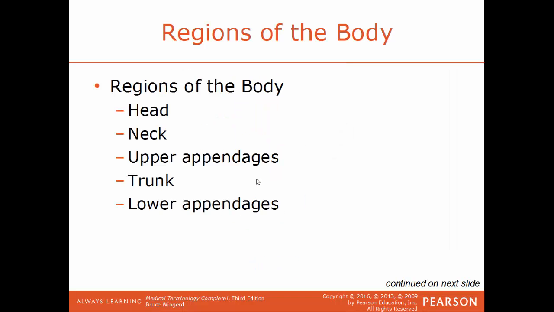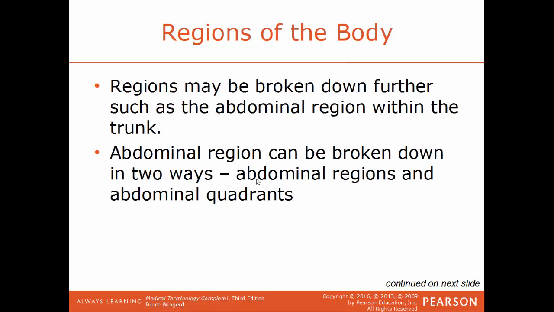All right, now I'll talk about various regions of the body, such as the head and the neck, the upper appendages, the arms, the trunk, which is another term for the chest, and then the lower appendages. Now, some regions are so complex they are further broken down into other types of regions. A good example of that would be the abdomen. And the abdomen is broken down in two separate ways. It's broken down into quadrants, also broken down into regions.